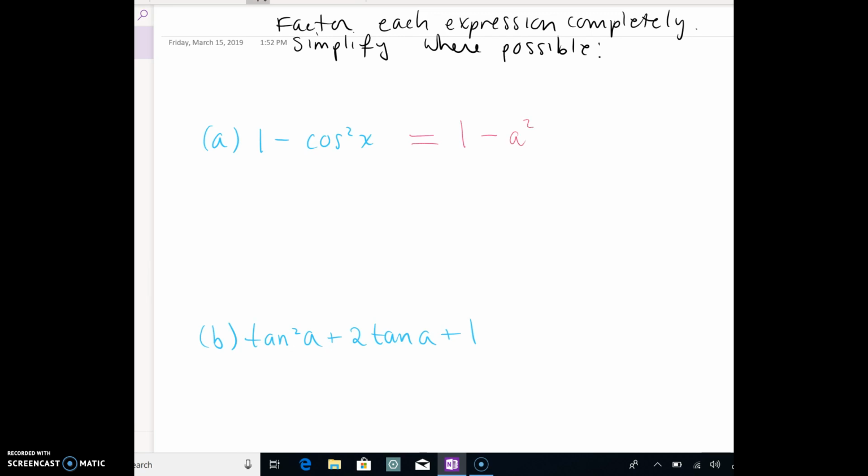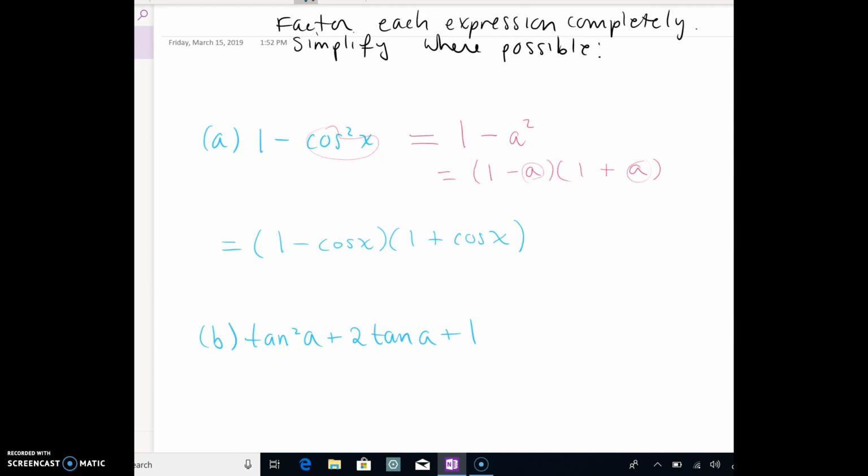Now, hopefully that looks familiar to you, and hopefully you also remember that this is the difference of two squares. That's the same thing as saying 1 minus a times 1 plus a. And the structure is going to look exactly the same, except instead of having an a over here, we're going to substitute in a cosine of x. So 1 minus cosine squared x is the difference of two squares, and when we go to factor it, that's the same thing as saying 1 minus cosine of x times 1 plus cosine of x. And you can always distribute to check.